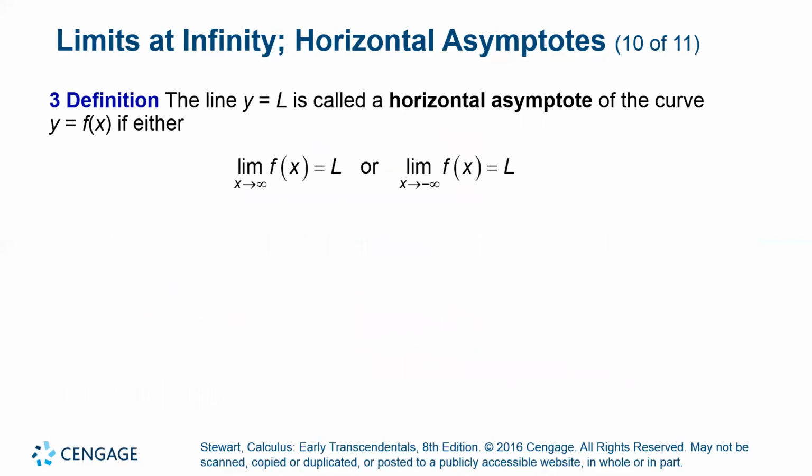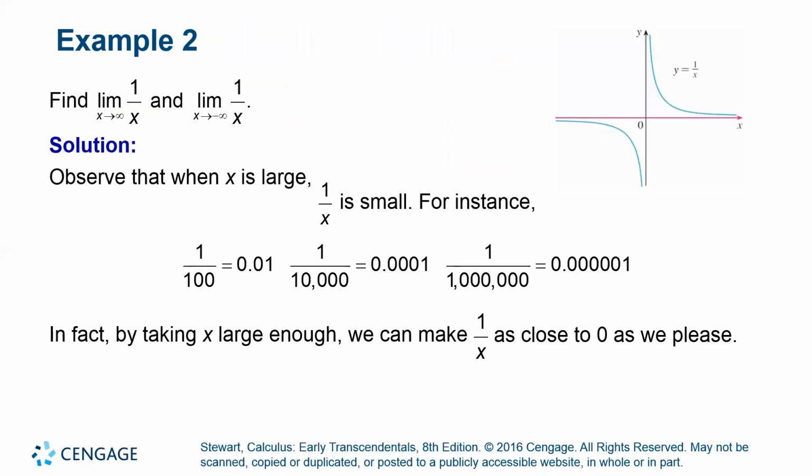So formally, as we just summarized, the line y = L is called a horizontal asymptote of the curve y is equal to f of x if either of them holds. It doesn't have to be both. You just have to have x approaching positive infinity or negative infinity. Either one should help us to find the horizontal asymptote of the function.